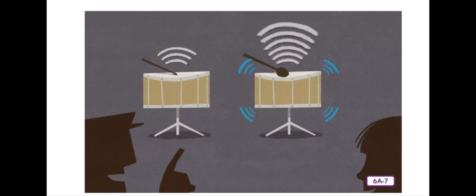Oh, what instruments do we have here? Look at this illustration. Can you see a difference in the sound waves between the two drums? What do you think is making them different? Look at the sticks that are being used, the drumsticks.